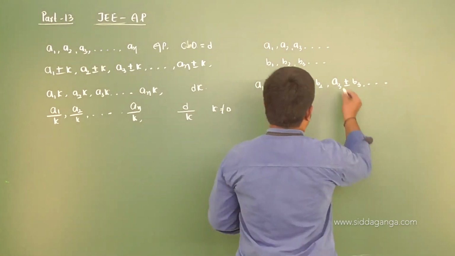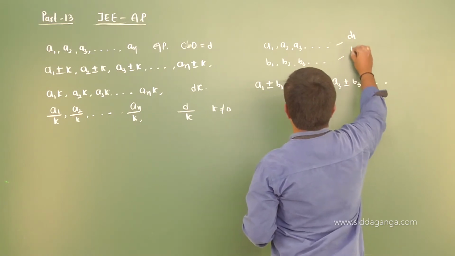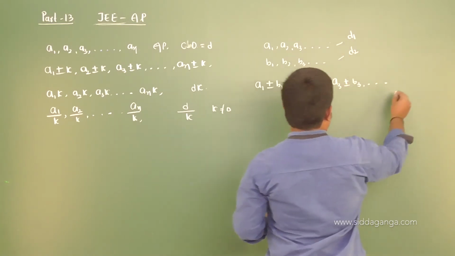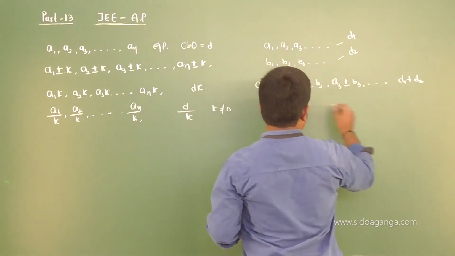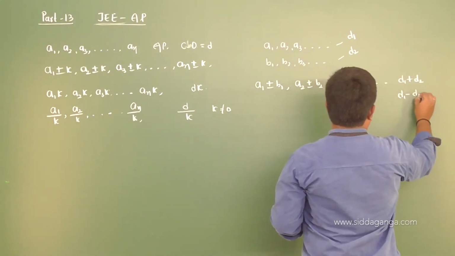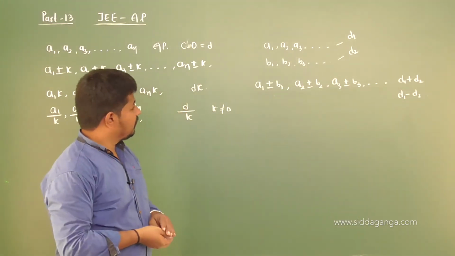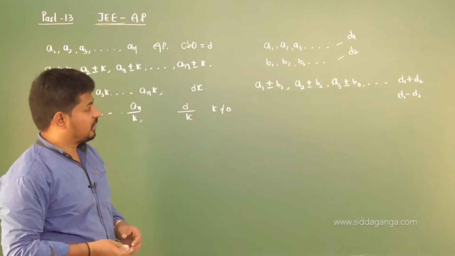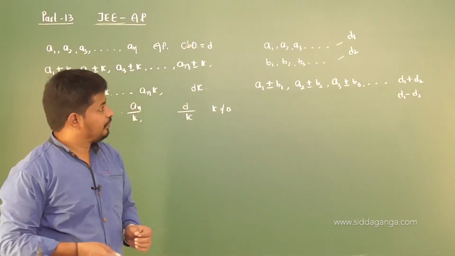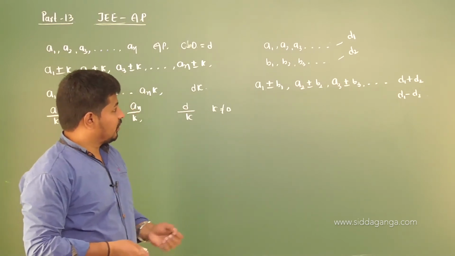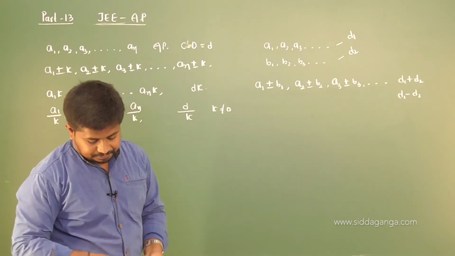If D1 is the common difference of the first one and D2 is the common difference of the second one, then D1 plus D2 will be the common difference when you add the corresponding terms. D1 minus D2 becomes the common difference when you subtract the corresponding terms, that is A1 minus B1, A2 minus B2, A3 minus B3. Okay, this is also an important result.